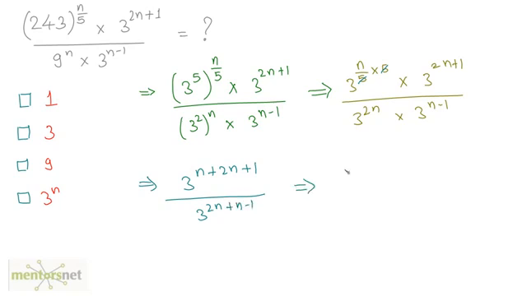So this is equal to 3 raised to 3n plus 1 divided by 3 raised to 3n minus 1.